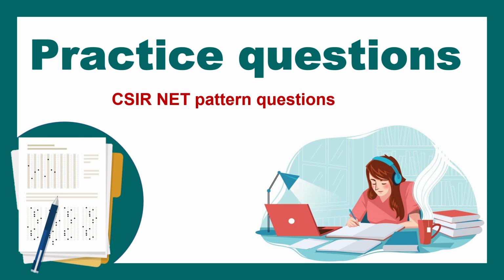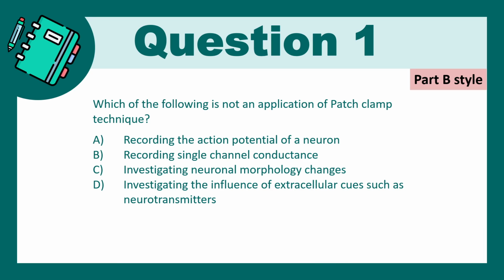Okay, let's look at some of these questions which are CSIR pattern. So yes, a part B style question. Which of the following is not an application of patch clamp technique? Application oriented stuff is really important. A, recording the action potential of the neuron. B, recording single channel conductance. C, investigating neuronal morphology changes. D, investigating the influence of extracellular cues such as neurotransmitters. If you understood the technique correctly, you should be able to pick the answer C. Morphological properties are not analyzed using patch clamp. The electrophysiological properties are analyzed.